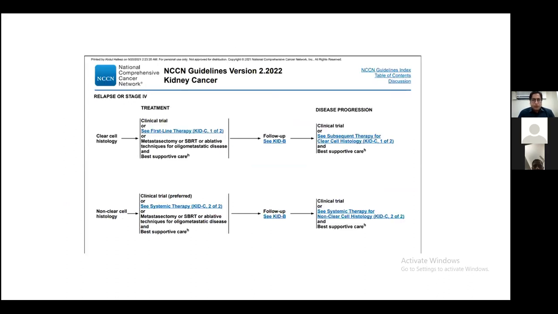Again, if you have clear histology or a recurrence of the disease, you have done the primary surgery, the radical surgery for the patient, and after 6 months or 1 year you have a single lesion and clear histology, obviously you should go for metastasectomy. Looking at non-clear cell, NCCN says metastasectomy has a role.